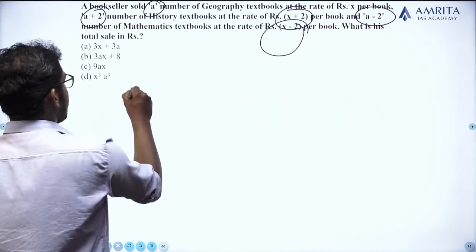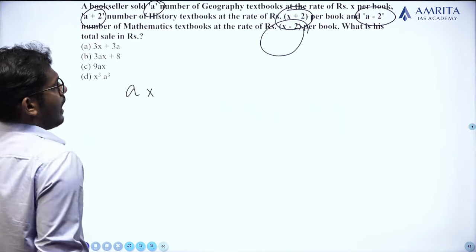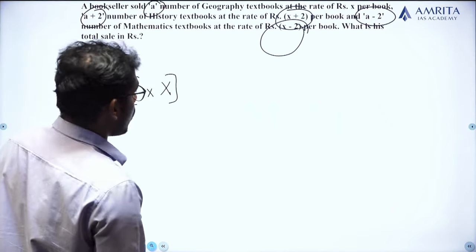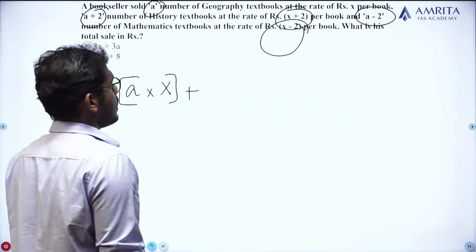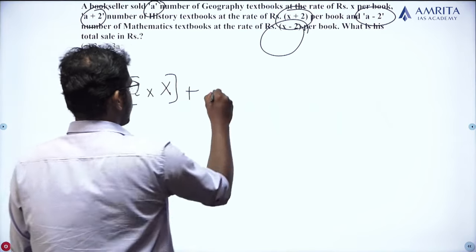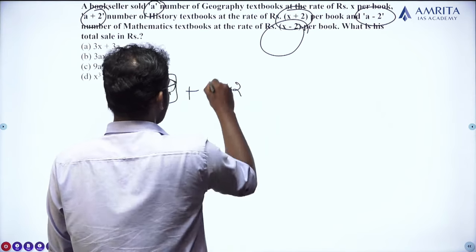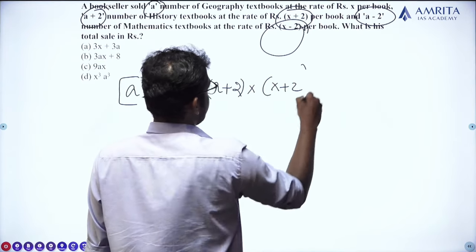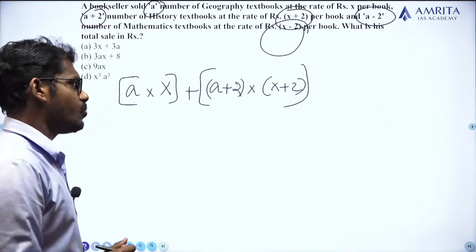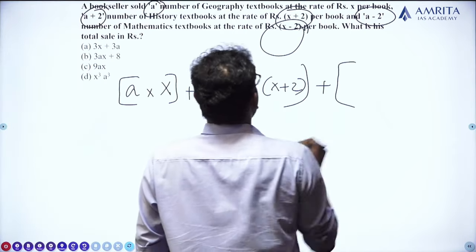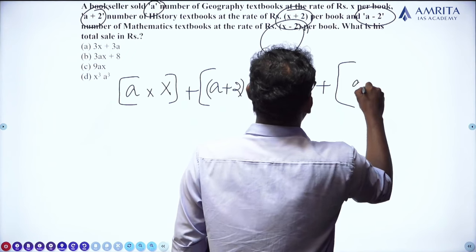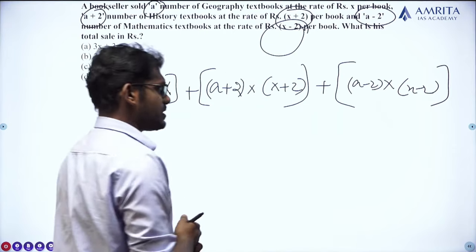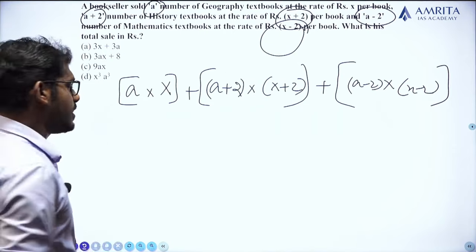A bookseller sold a number of geography books at the rate of x, so the total price will be a into x for the geography textbooks, plus a plus 2 number of history textbooks at a rate of x plus 2 per book, so a plus 2 into x plus 2, plus the third case, a minus 2 number of mathematics textbooks into x minus 2 rupees per textbook. Clear, simple idea. So now we just have to complete this process.